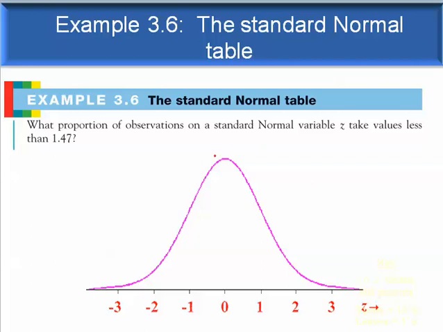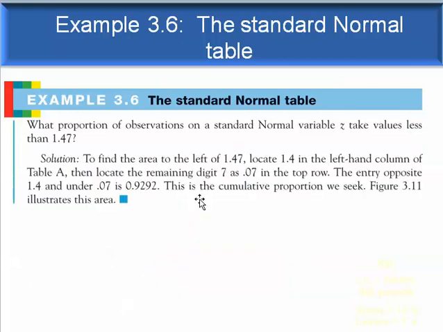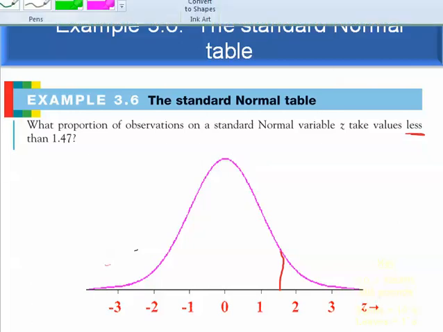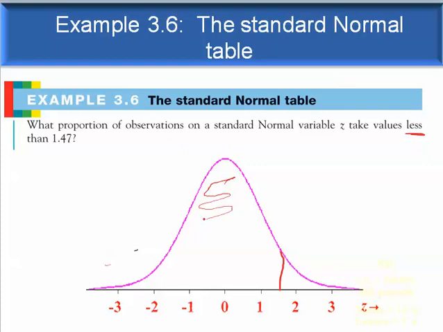And 1.47, remember that standardized value is how many standard deviations away from the mean is our value. So 1.47 means it's 1.47 standard deviations. It's positive, so it's above the mean. So it falls right around here, right around the 1.5 point. And we're looking for values less than. So basically we're looking for everything down in this area here. Everything down in this area here.